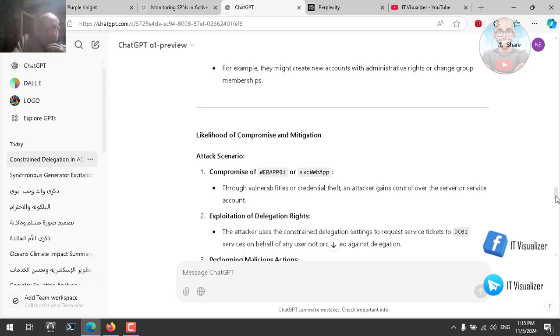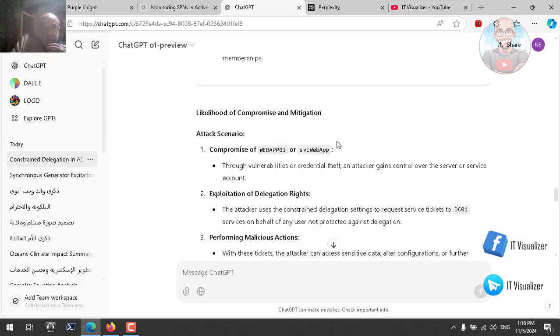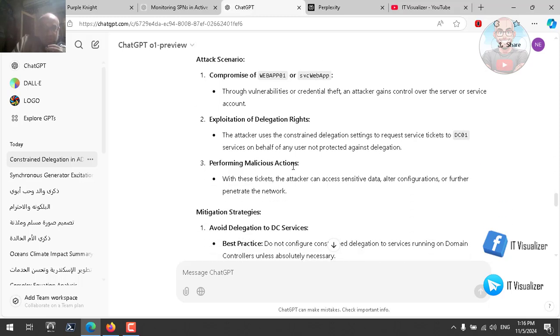Likelihood of compromise and mitigation. Attack scenario: compromise of WebApp01 or SVC_WebApp through vulnerabilities or credential theft. An attacker gains control over the server or service account. Exploitation of delegation rights: the attacker uses the constrained delegation setting to request service tickets to DC01 services on behalf of any user not protected against delegation. Performing malicious actions: with these tickets, the attacker can access sensitive data, alter configuration, or further penetrate the network.